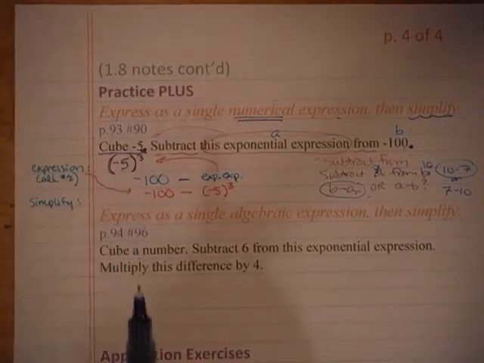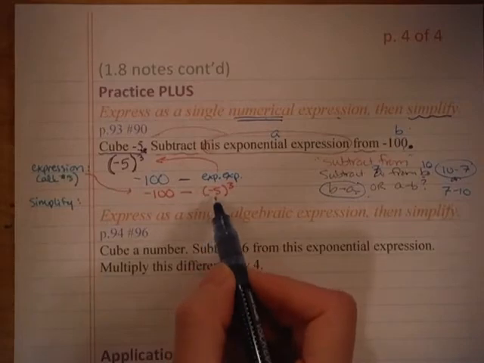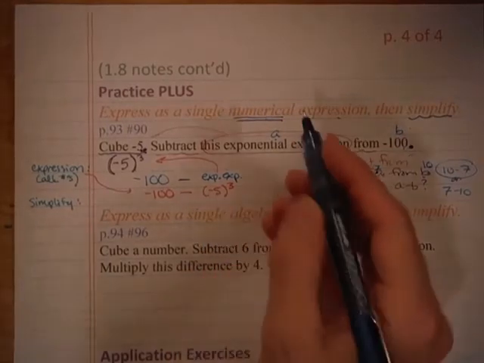Now to simplify, order of operations says I do the powers first here. So I've got negative 5 times negative 5 times negative 5.